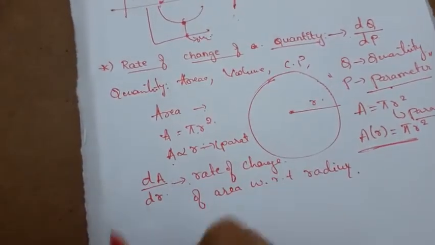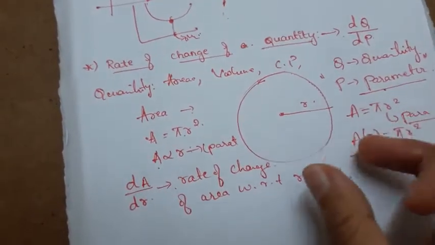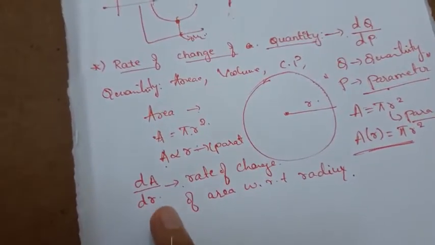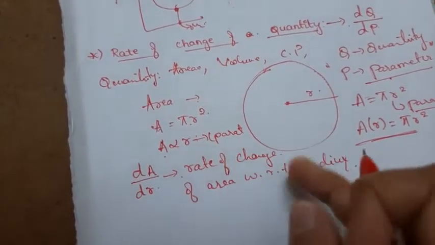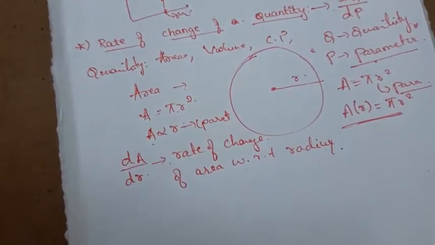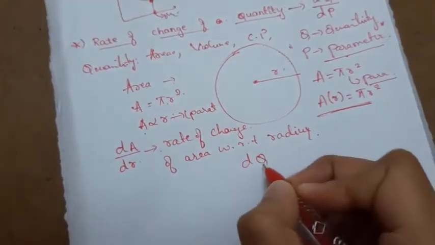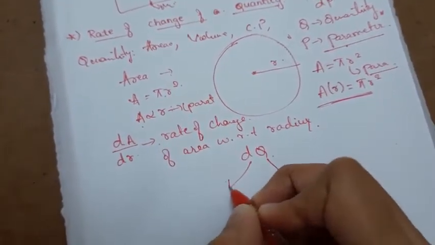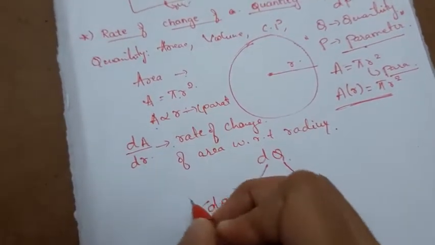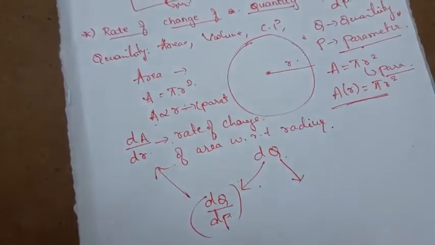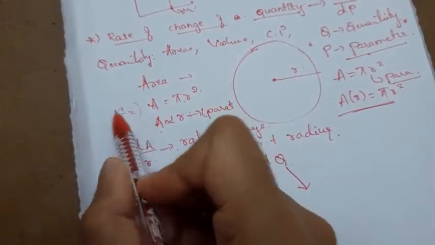So here we have the rate of change of an area. We have observed that the change in the area of a circle is observed with respect to a parameter, that is the radius. So dA by dr is nothing but the rate of change of an area with respect to the radius. The rate of change of a quantity, that is dq, is observed in two ways. One is that the quantity is going to change with respect to the parameter. The area is going to change with respect to the radius, because radius is the parameter in the example I have taken here.